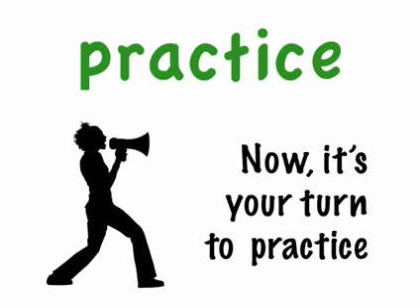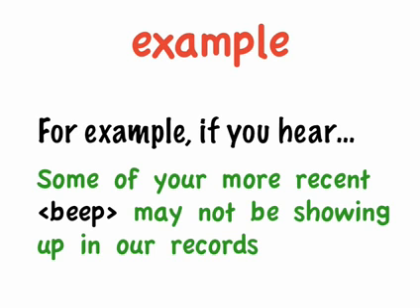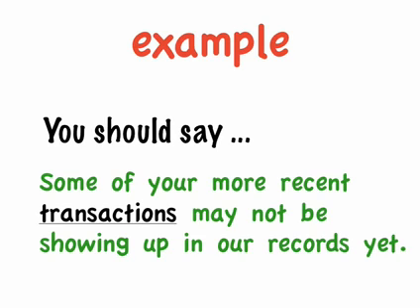Now it's your turn to practice some of the words we have studied in this episode. You'll hear a series of sentences with a word blanked out or replaced with a beep. Repeat the whole sentence, but say the missing word. For example, if you hear, "Some of your more recent beep may not be showing up in our records yet," you should say, "Some of your more recent transactions may not be showing up in our records yet." We'll play an example answer after each exercise. Are you ready? Let's begin.